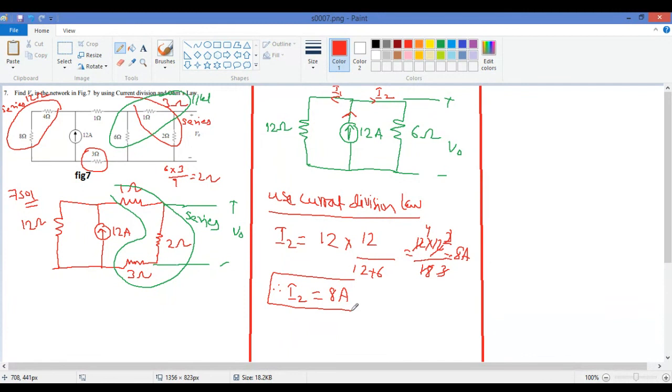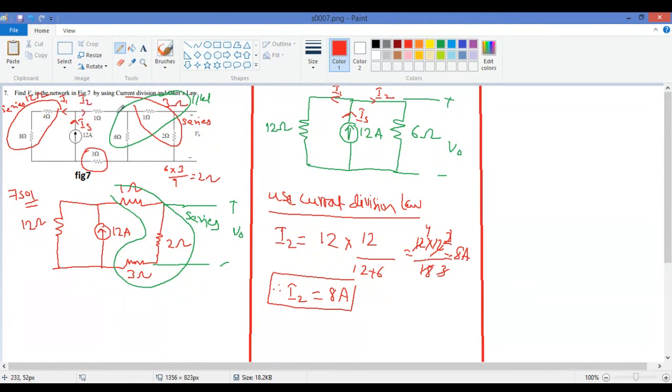But what is this I2? This I2 is the current which is coming at the right branch. Okay, what is I1? This is 12 minus I2. So you see here, if I take IS, this is IS, the total current. Now this IS is divided into two parts. This is I1 and this is I2.